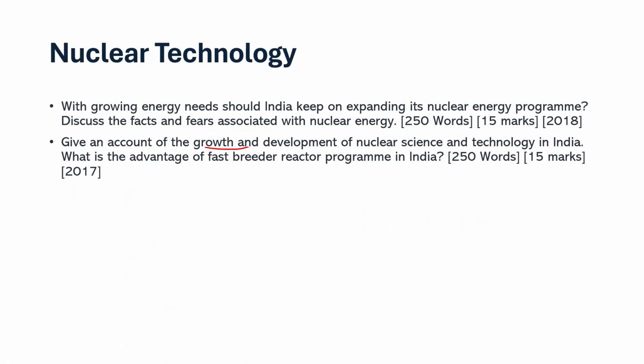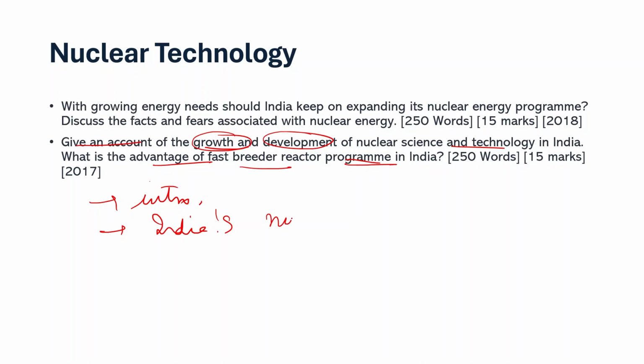Give an account of the growth and development of nuclear science and technology in India. What are the advantages of fast breeder reactor program in India? Alright. Again you will write introduction and you will write about India's program, right. Growth and development of nuclear science and technology, right. They are asking you to give an account. So they are essentially asking you about India's nuclear program, the 3-stage program, right.